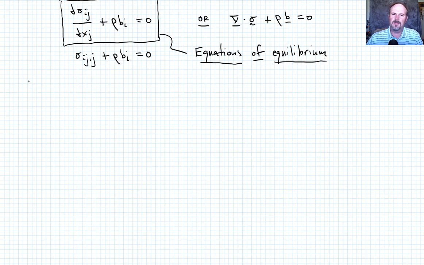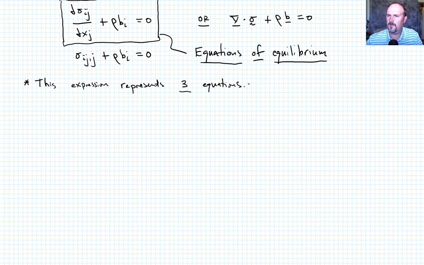Let's talk a little bit about what these equations are. I keep saying equations, but I just wrote a single term. So let me remind you that this single expression represents 3 equations. How do I know that? Well, the j is a repeated index, so that's just the sum. So the free index is just i. There's one equation for i equals 1, one for i equals 2, and one for i equals 3. So this represents 3 equations.